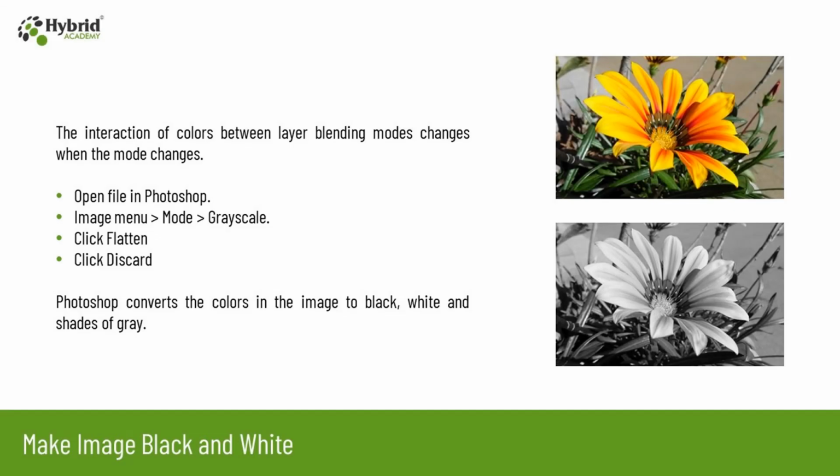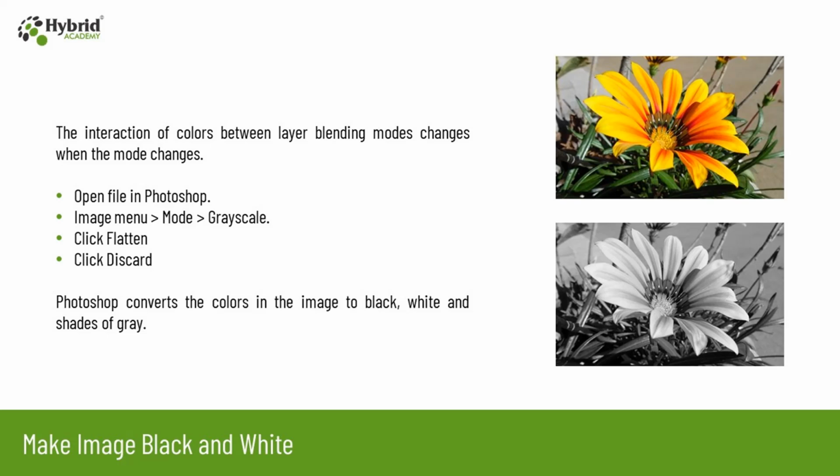The interaction of colors between layer blending modes changes when the mode changes. So to make a picture grayscale or black and white in Adobe Photoshop, we open the file in Photoshop, we go to the Image menu, we select Mode and we select Grayscale.